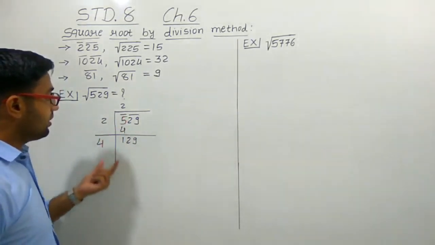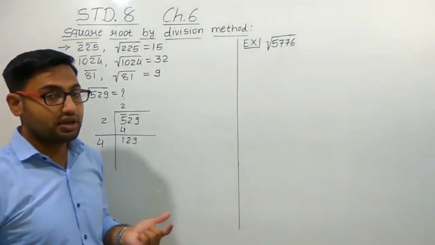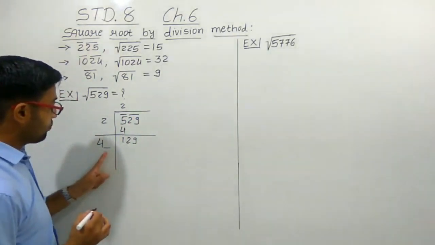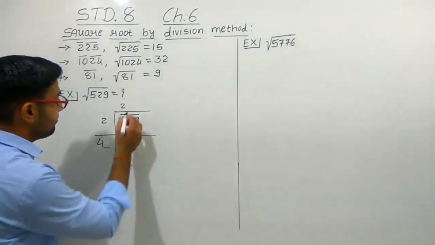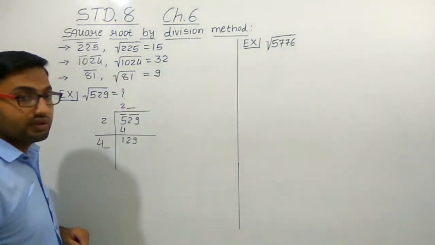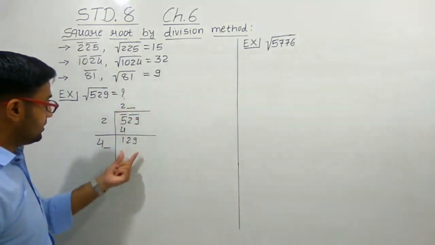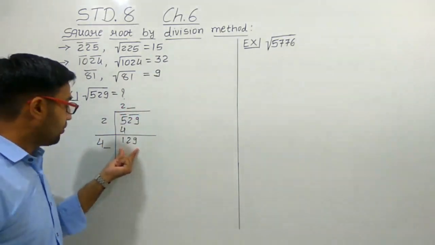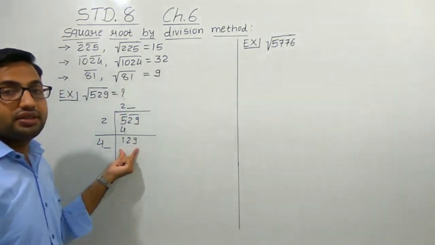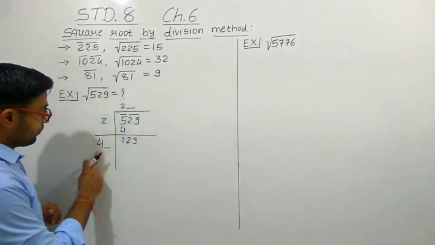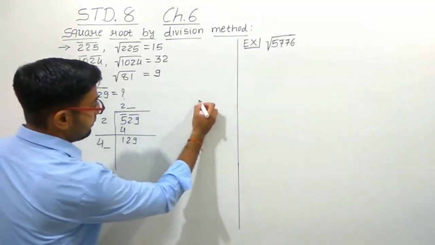Now what will be the next quotient? That is the next step. So you have to think that here we have to put one digit, and that same digit we have to put here, so that the multiplication of these two digits and one digit will become either equal to 129 or less than 129.